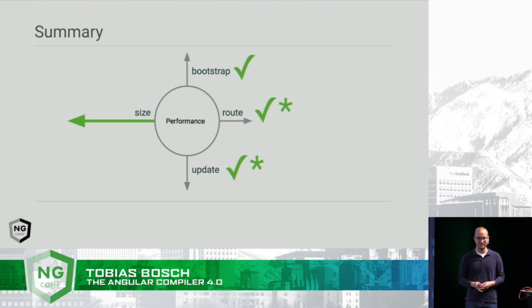So to summarize, we made a big impact on size that you saw on Twitter and everywhere. Bootstrap time stayed the same. Routing time stayed the same for non-trivial components. That's why the star is there. And update time the same. For non-trivial components, it should be about the same.